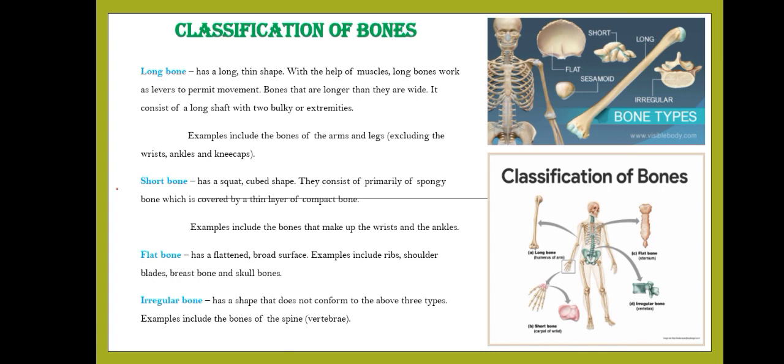They consist primarily of spongy bone which is covered by a tiny layer of compact bone. Next, flat bone has a flattened broad surface. Examples include ribs, shoulder blades, breastbone, and skull bones. The last one is irregular bone. It has a shape that does not conform to the above three types.